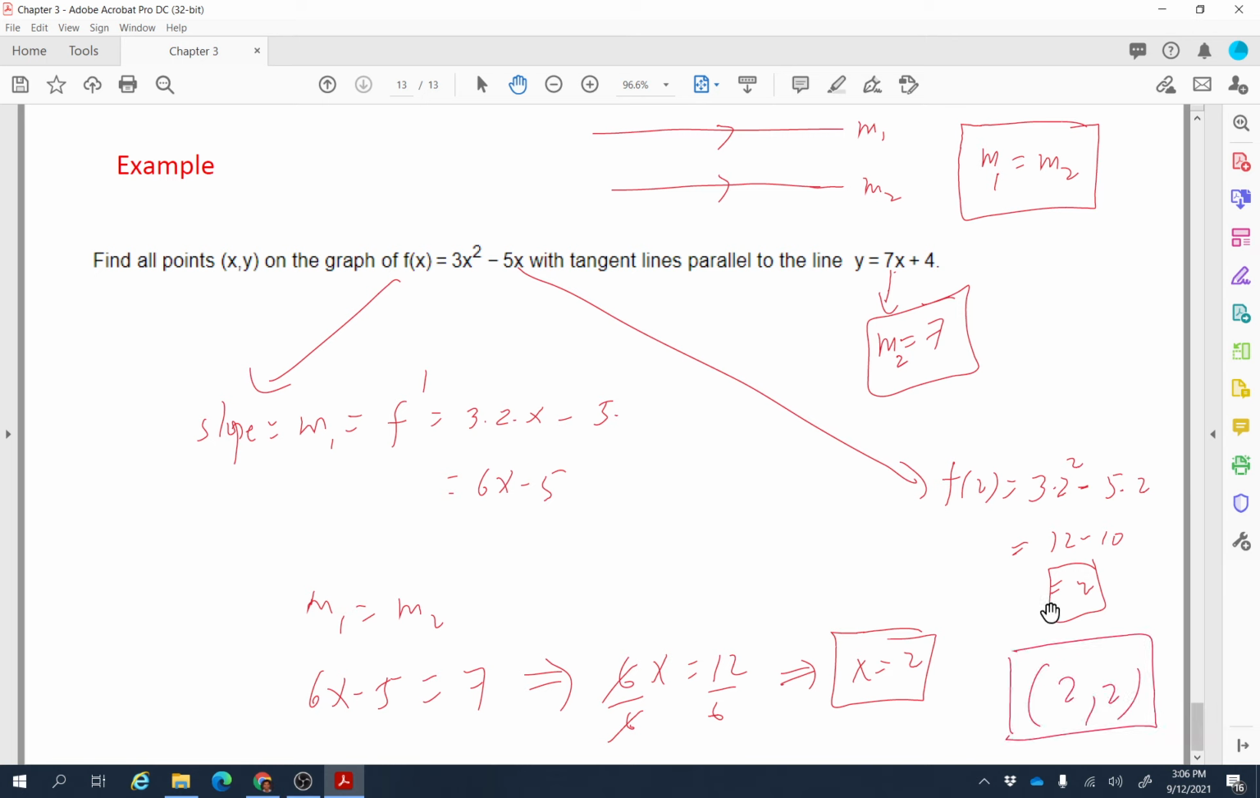At this point, if you draw the tangent line on this curve, the slope of that tangent line would be 7, which is the same as the slope of this line. So that means they will be parallel. So this is the point where the tangent line would be parallel to this line.